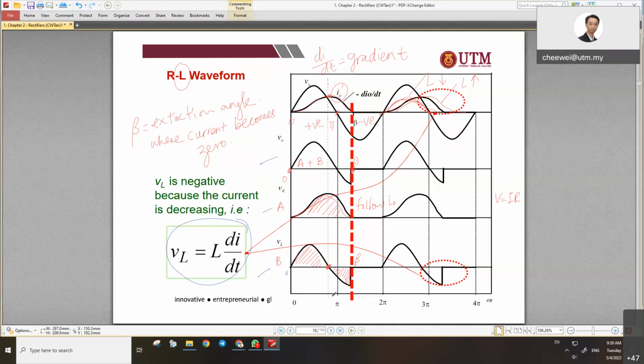This thick red dotted line here can be shifted to the right. How? By making L bigger. If you have a bigger L, the current can be discharged longer, because the L can store longer and discharge longer. If your L is small, then beta will shift to the left because it finishes discharging quickly. Okay?